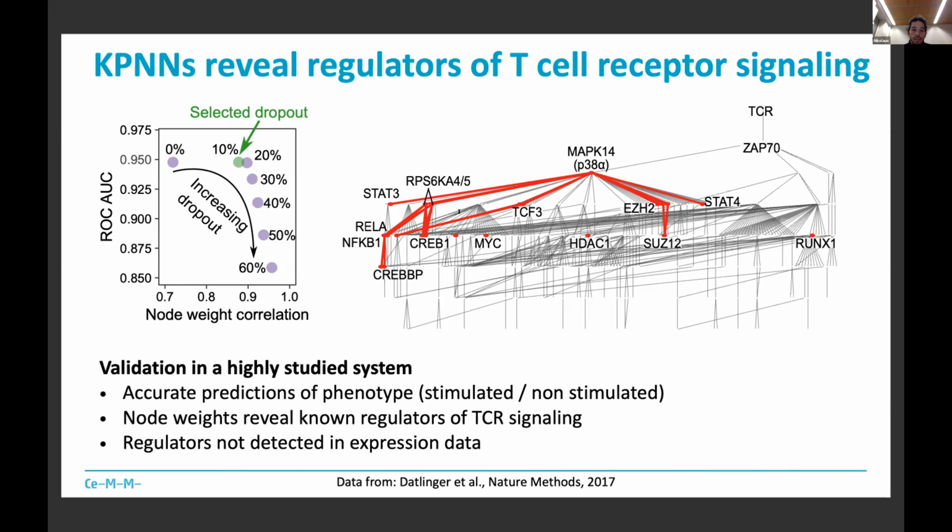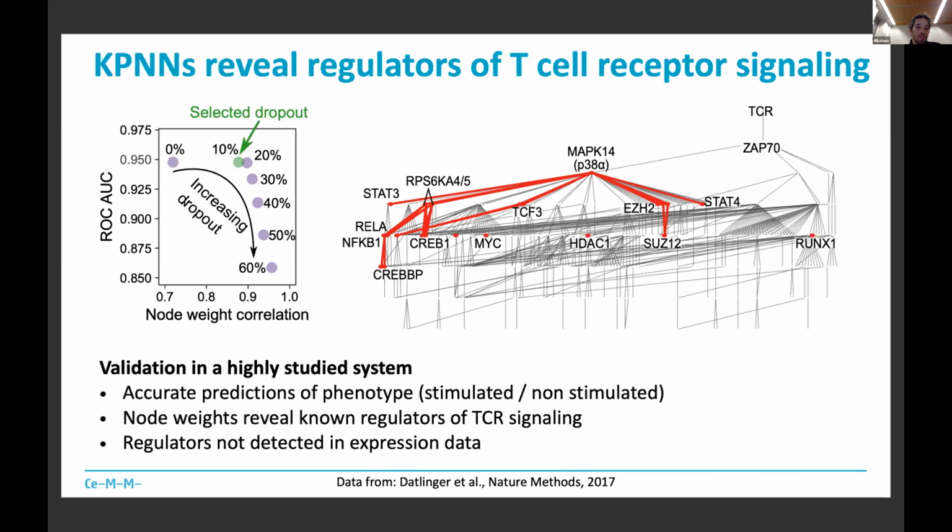This is a data set from Christoph's lab, where T cells were stimulated by a T-cell receptor. So we have stimulated and unstimulated cells, and then their gene expression. Here, the first thing I wanted to validate was this idea of the dropout. We see that when we increase the dropout, the rate of dropping nodes randomly in the network, we decrease the prediction performance, which is generally very high.